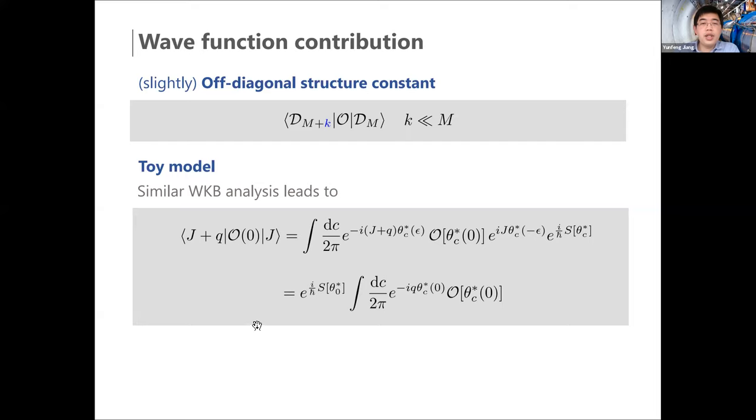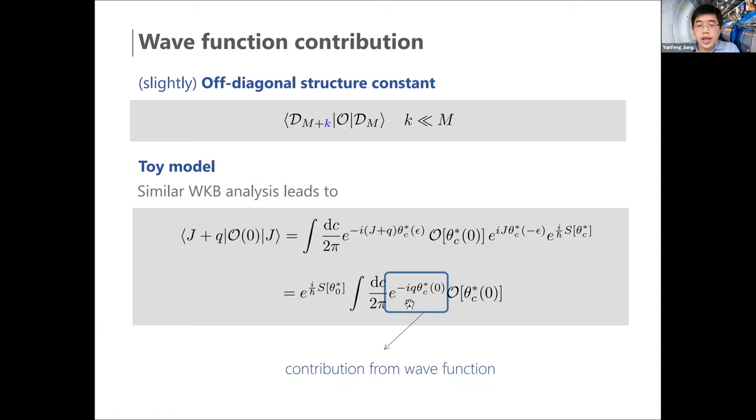And now we do a slightly more general analysis. Let's consider some slightly off-diagonal structure constant, where, as I said before, this K is much smaller than M. So again, we first analyze our toy model. This quantity will correspond to the quantity where we take one charge to be J plus Q, where Q is much smaller than J. And again, you do the same WKB analysis, you have these wave functions.